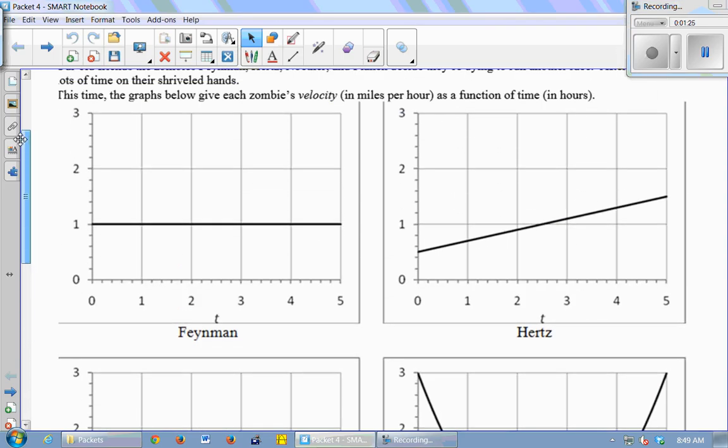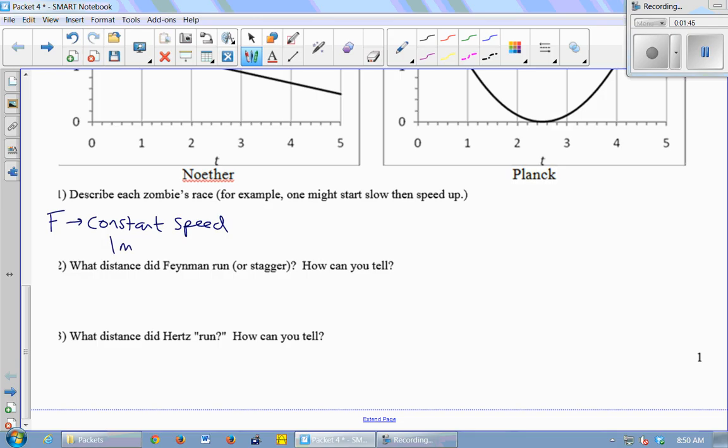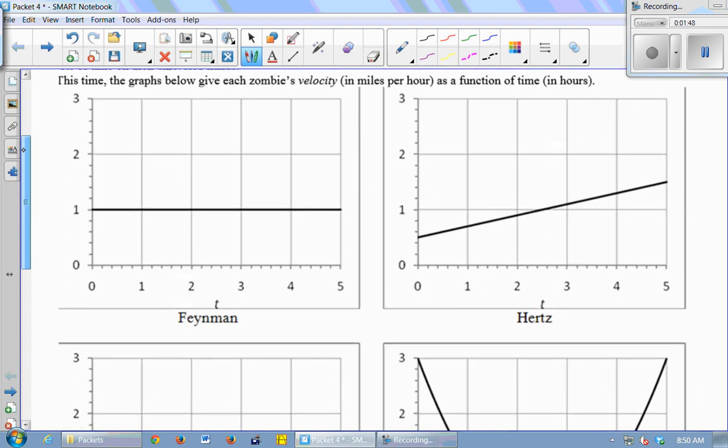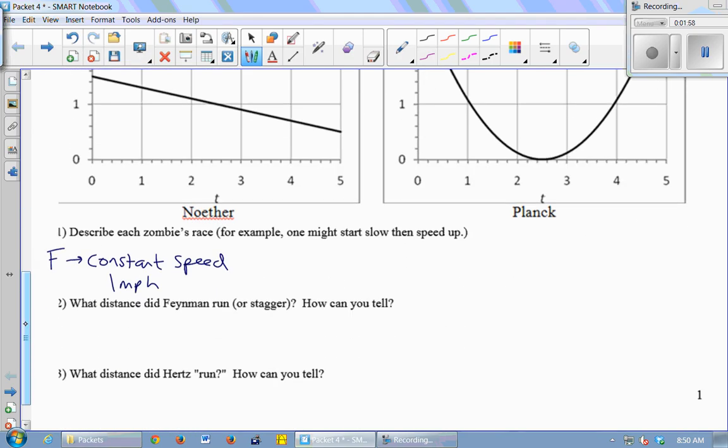Look at Feynman's race. What was his strategy? Constant pace. How fast was he running? 1 mile per hour. Okay, so Feynman ran constant speed, 1 mile per hour. Okay, how about Hertz? What did Hertz do? Slow and then sped up at a constant rate. Good.